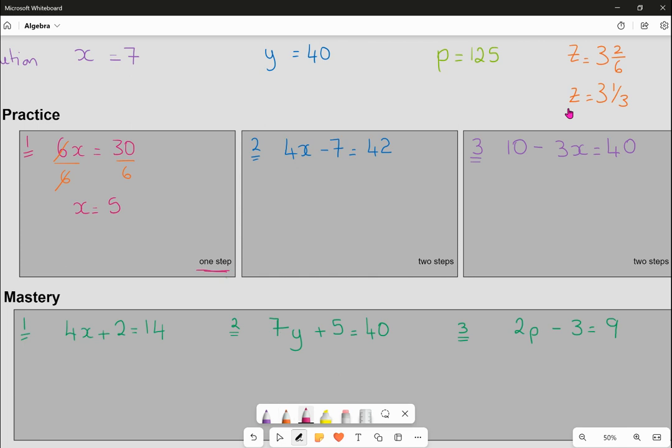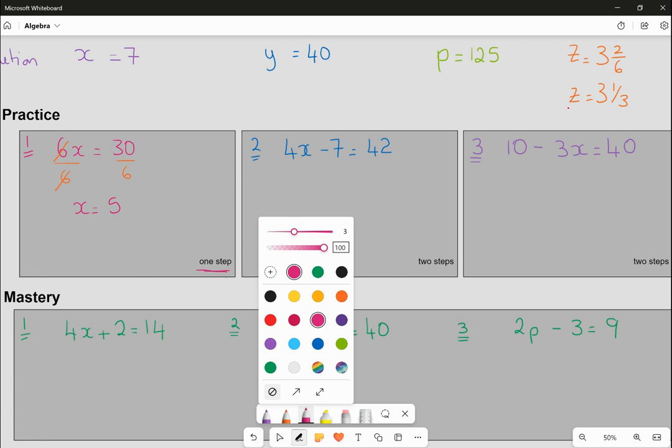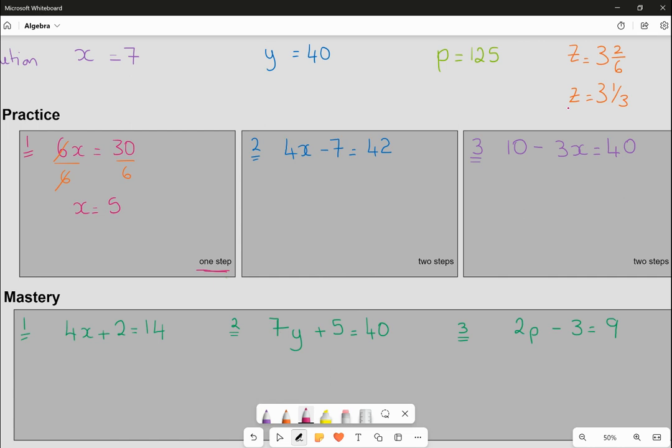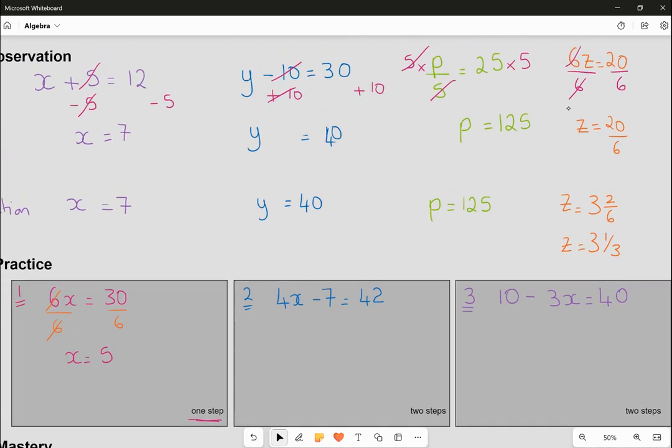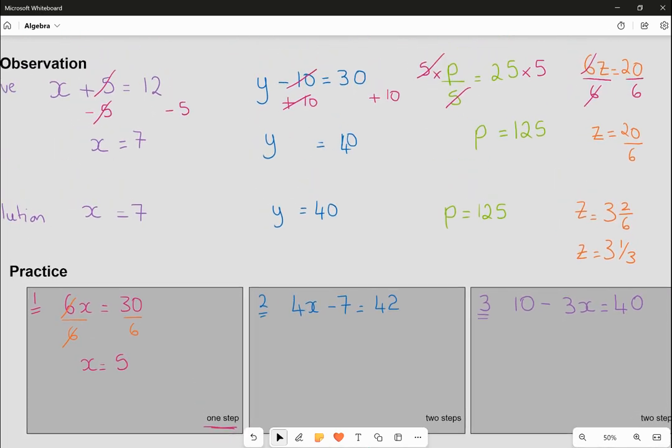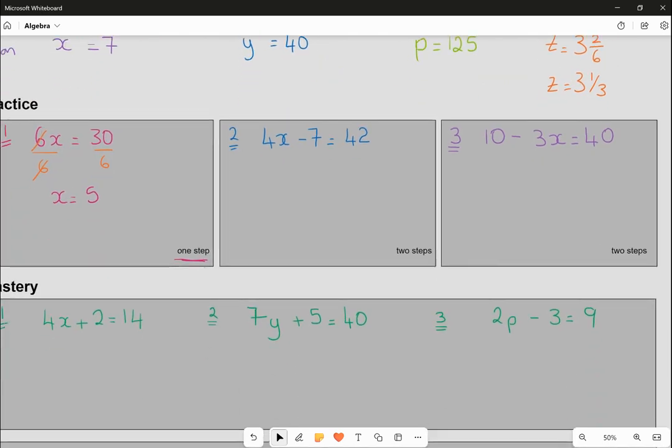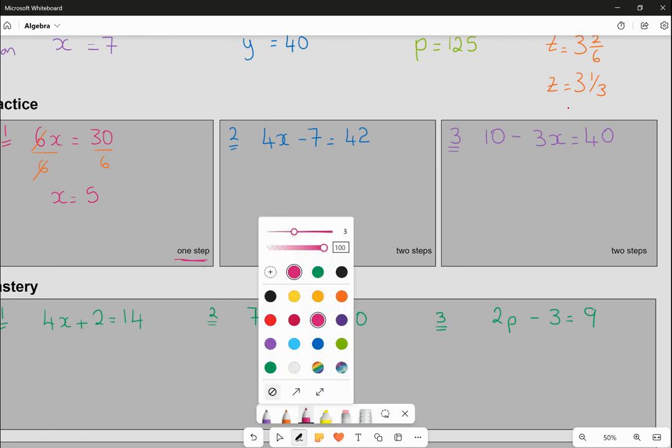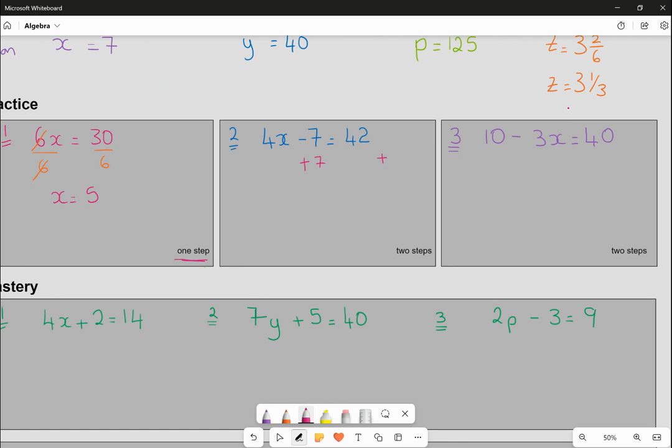Okay, let's have a look at the next one. Here we have two parts, but we're going to do it in the same way. So if we look up at our examples, we can see that the first thing we did was the adding or the subtracting part. We did the multiplying or the dividing second, and we're going to do the same thing here. So the first thing we're going to do is, because it's subtract 7, we're going to add 7 to both sides. So those 7s would cancel out.